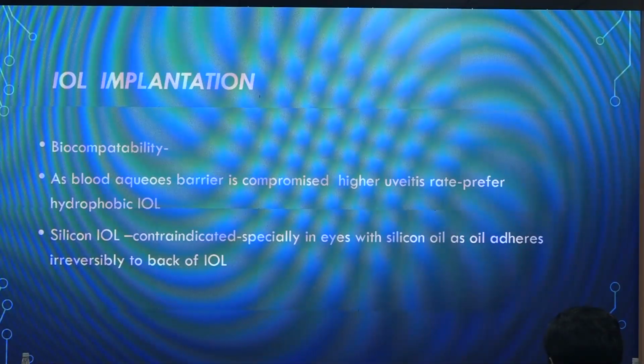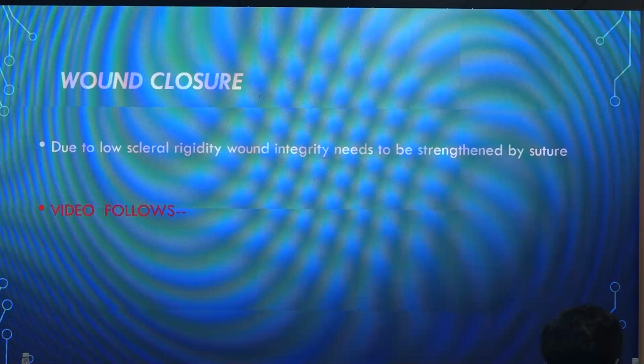As the blood aqueous barrier is compromised, there is a higher uveitis rate. So prefer a hydrophobic IOL only, and never put a silicone IOL if you have silicone oil in the eye, because oil adheres irreversibly to the back of the IOL.